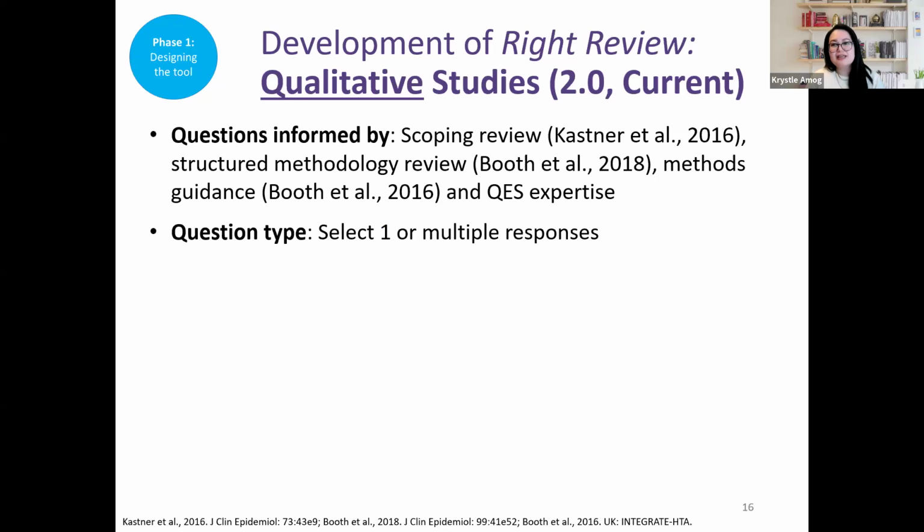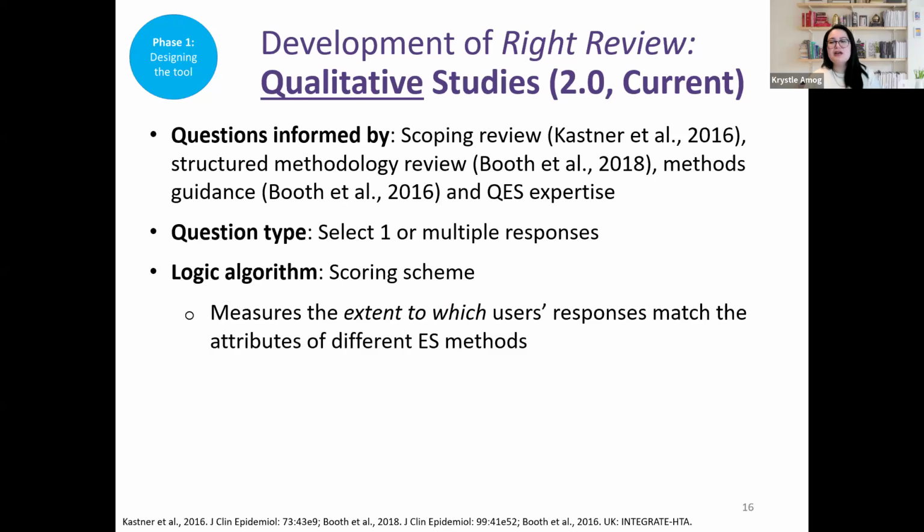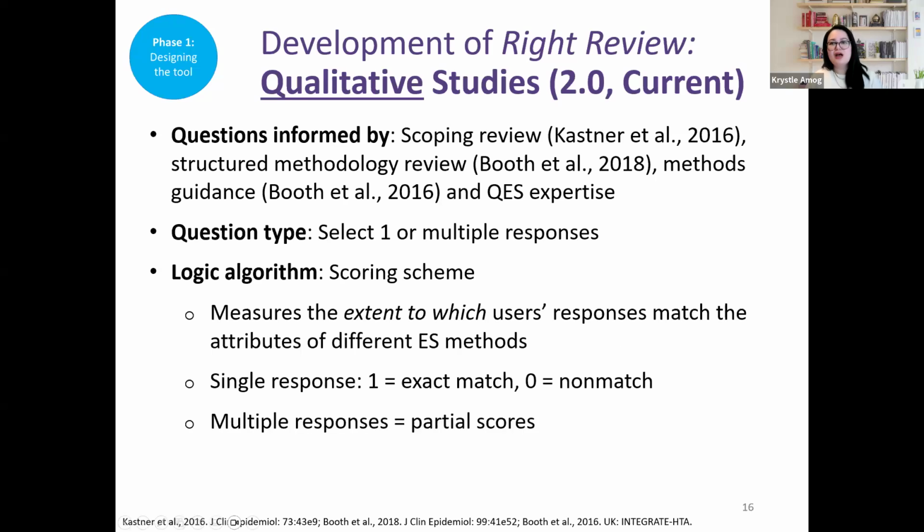The question type in this case is a combination of multiple choice, so selecting only one response, and selecting all that apply. So the logic was a little bit different. We use a scoring scheme, and this measures the extent to which users' responses match the attributes of the different evidence synthesis methods. So in this case, if it's a single response question, the answer would receive a score of 1 for an exact match and a 0 for a non-match. For multiple responses, partial scores are assigned by comparing user responses with expected answers.